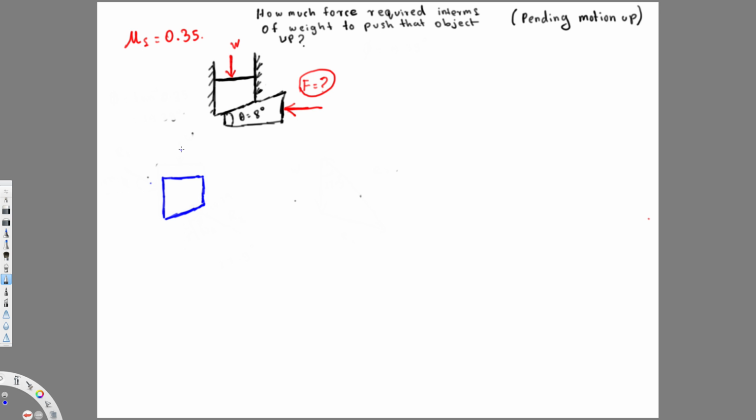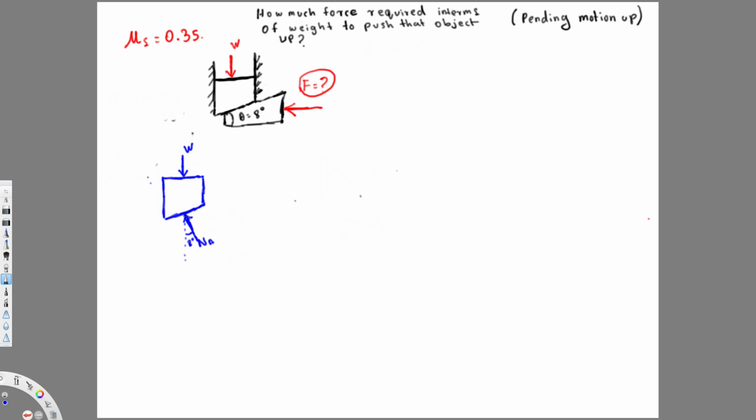So we know that weight is acting in the exactly vertical direction, so it's going to be W. And also we have a normal force that's going to be perpendicular to this object, so let's say this is 90-degree perpendicular. This is going to be my NA, and the angle that it's going to make is exactly equal to the angle that's going to be made here. So that's going to be 8 degrees.